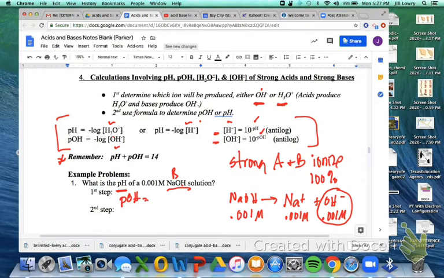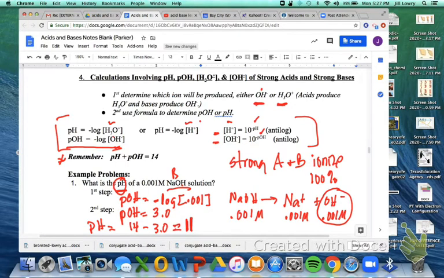pOH is equal to the negative log of 0.001. And that is what I would put into my calculator. The negative sign, then I would find the log, not the ln, the log, and put 0.001. And when I do that, I get a pOH of 3.0. The question asked what the pH was. So to get my pH, I'm going to take 14 minus 3.0, and I'm going to end up with a pH of 11. So that's what I mean. Sometimes you have to work around it a little bit.